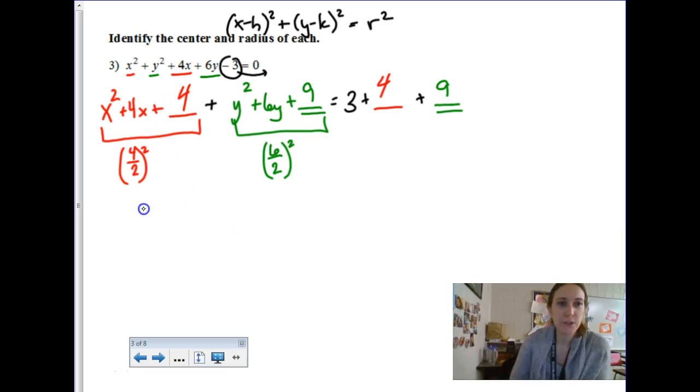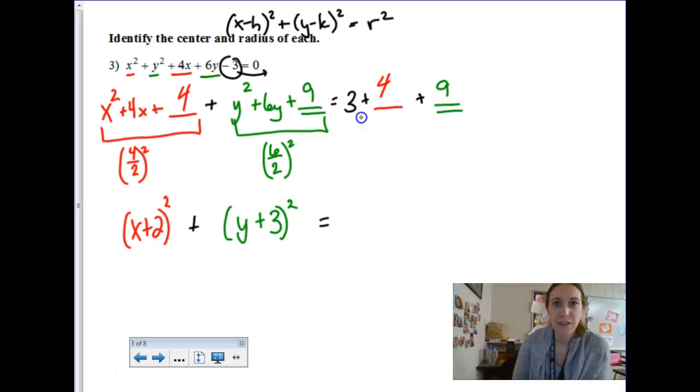So this red quadratic trinomial, because we completed the square, is now going to factor into x plus 2 quantity squared. That looks promising. And then for the y's, this green trinomial, because I completed the square, is going to factor into y plus 3 quantity squared. That looks just perfect. And then the last thing I have to do is add up all these little constant pieces. That's what, 16?